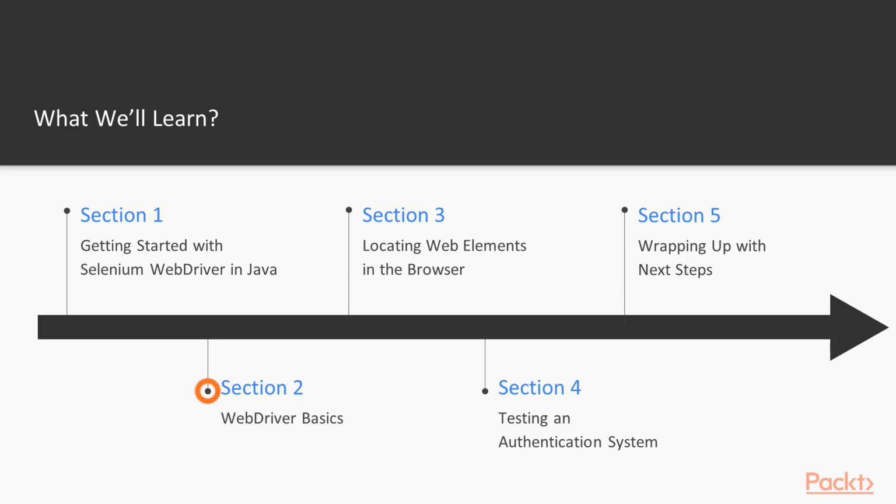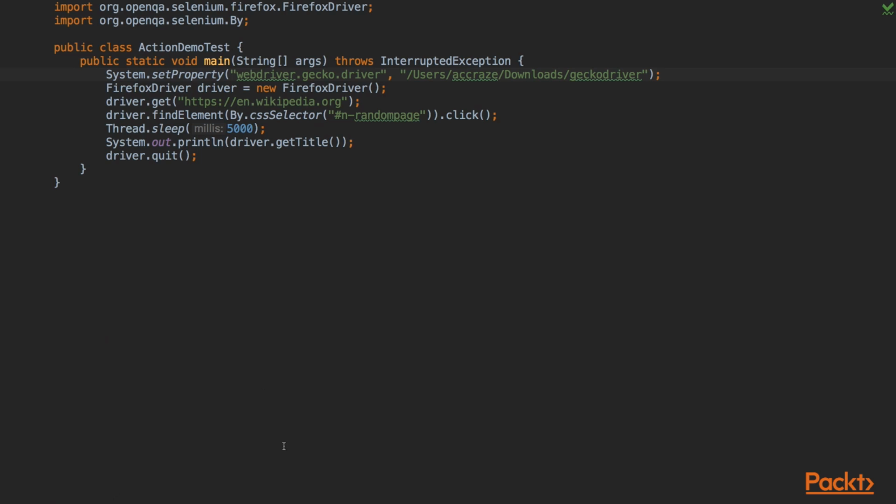In section 2, we'll start to show you WebDriver basics. What I mean by basics are various actions that you would perform manually in a web browser. WebDriver has many different methods that allow you to automate those actions that you would do by clicking and typing and things like that. We'll introduce you to these actions by showing you how to do a random Wikipedia search using nothing but Java code.